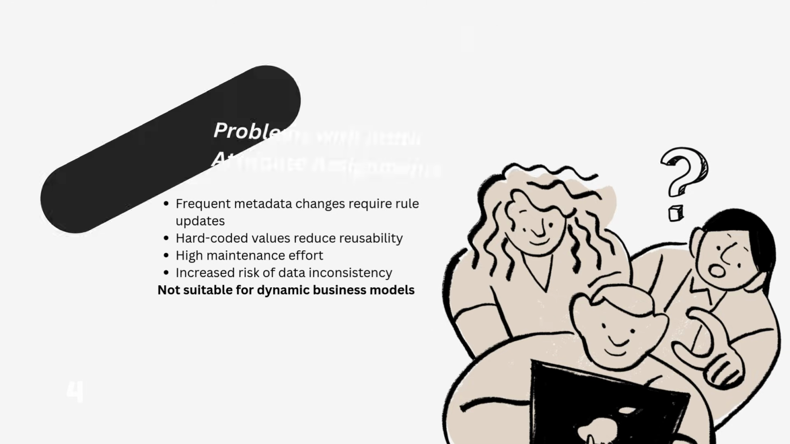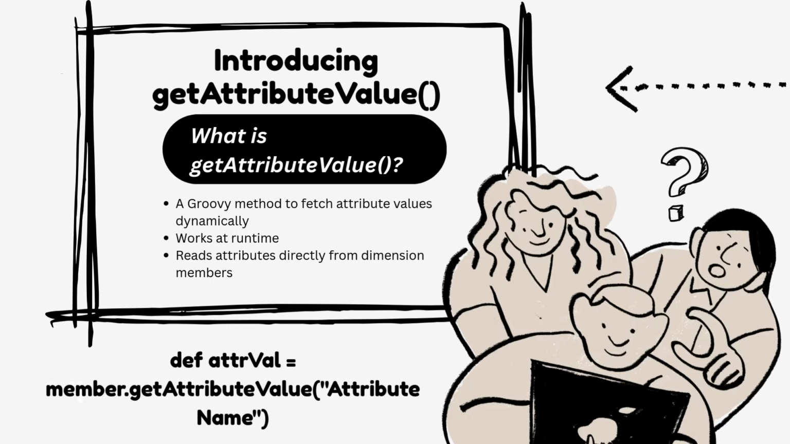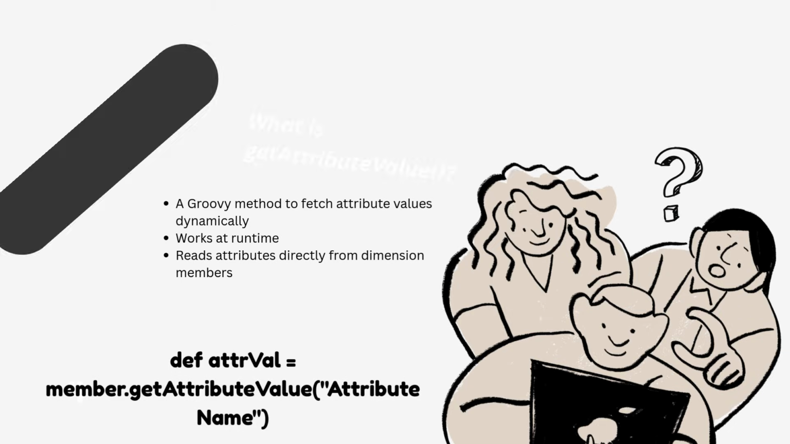The getAttributeValue method allows us to retrieve attribute values dynamically during rule execution. Instead of relying on hard-coded logic, we can read attribute values at runtime and apply business rules accordingly. This approach makes our rules more flexible, reusable, and metadata-driven.